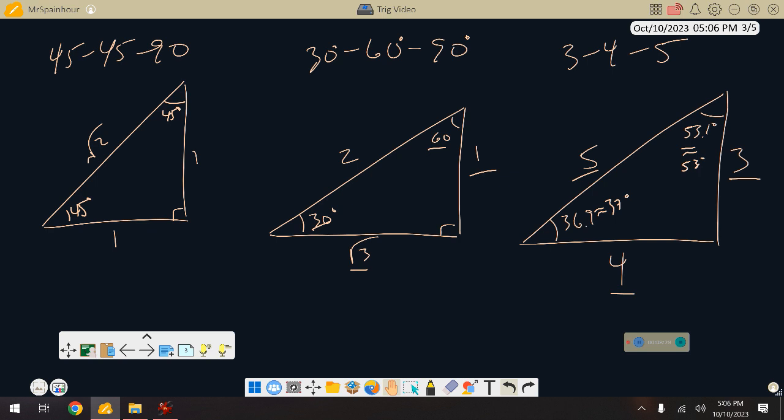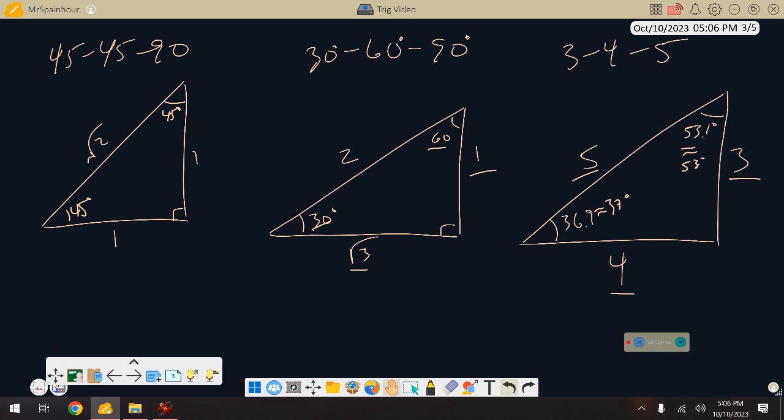But what I could then say to you on your trig quiz is I could say, all right, what is the sine of 45 degrees? And what you would do is you would say, okay, the opposite of 45 degrees here is a 1, the hypotenuse is root 2, and the answer is 1 over root 2.